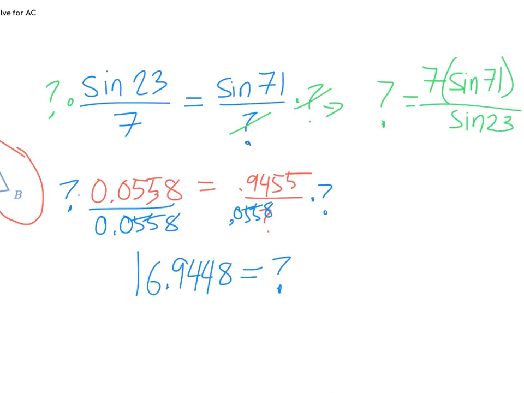One option would be to leave this in this exact form. Another option would be to use this in the calculator and get a much closer estimate, although based on our rounding, we're probably in pretty good shape with 16.9448.